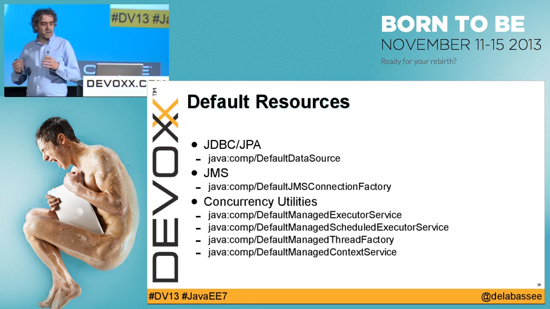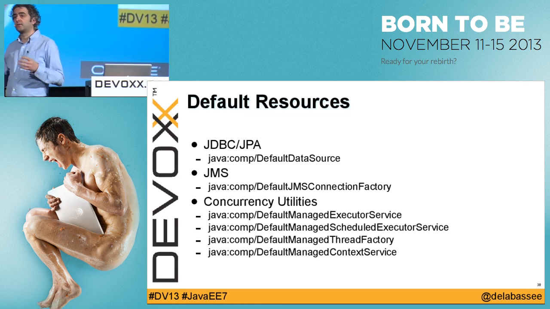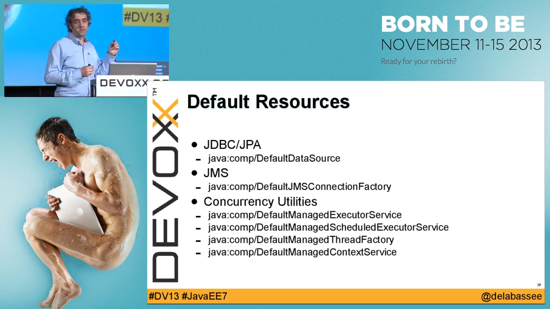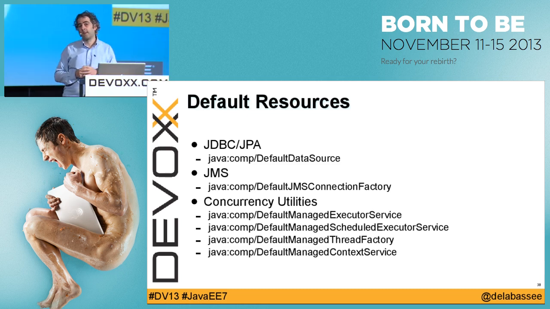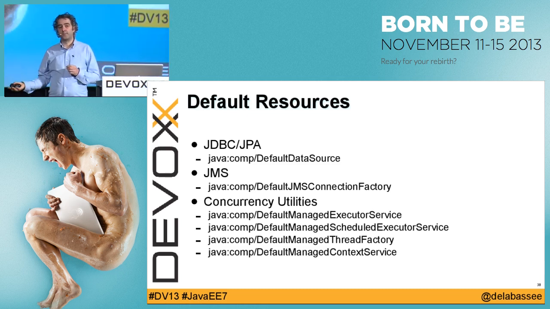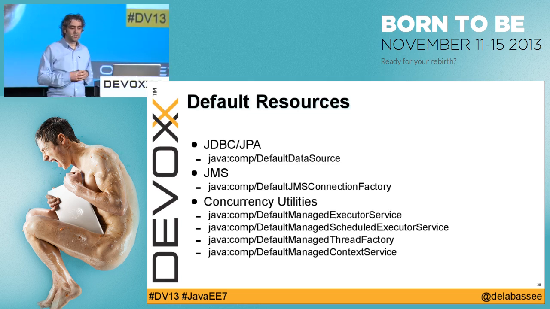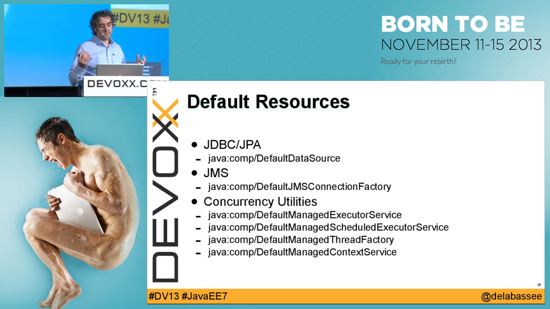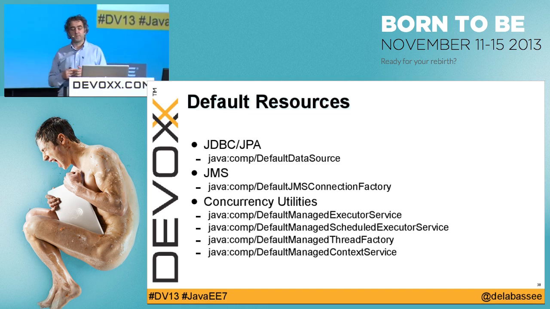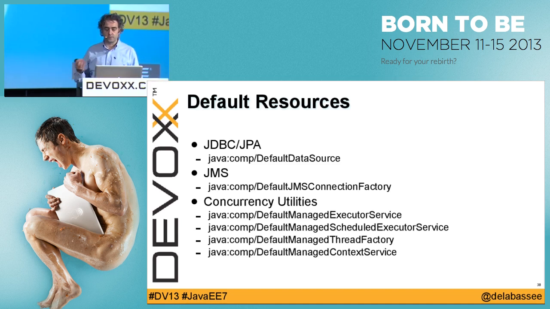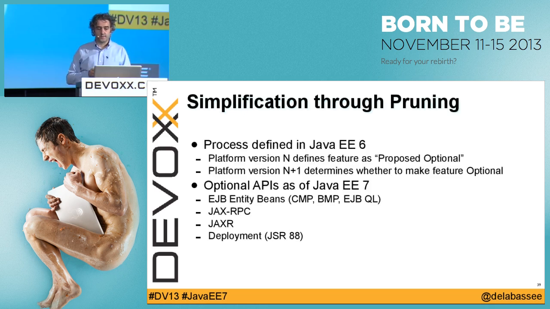That means that now if you don't specify a data source in your code, by default, the application server will use the default one, which you don't have to configure. The application server provider needs to have it configured by default. So in some cases, you don't have to specify, for example, a JMS connection factory. If you don't, you will get the default one. So it's really convention over configuration. But obviously, you have the ability to override those settings.